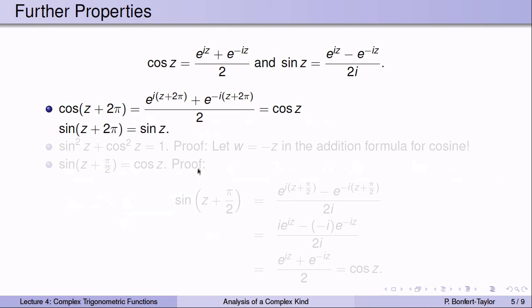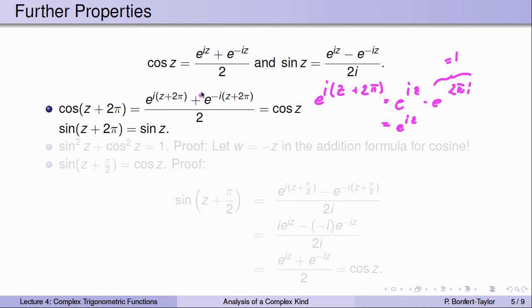Let's look at some further properties. Remember, the real valued cosine function is periodic with period 2 pi. Is that still true for the complex cosine function? Let's find out. What is cosine of z plus 2 pi? I use the definition and replace z with z plus 2 pi. But what is e to the i times z plus 2 pi? That is e to the iz times e to the i times 2 pi. But what is e to the 2 pi i? That's equal to 1. So that's equal to e to the iz.